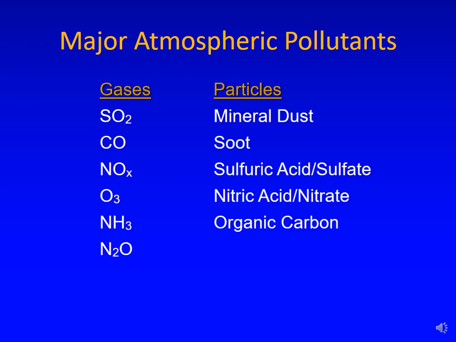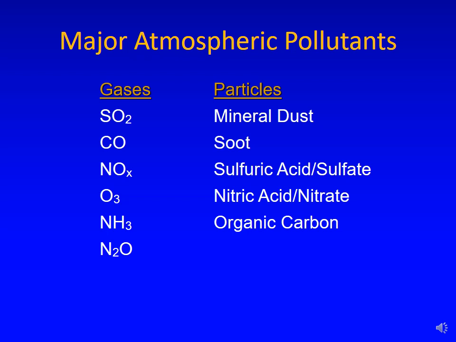And then we have particles. Some of these are, once again, naturally occurring, and some of these are anthropogenic. We have mineral dust, soot, and then we have the sulfur species, which can range from sulfuric acid gas to sulfuric acid liquid to sulfate, which is a kind of stabilized particulate form. And then we have nitric acid or nitrate, and then we have organic carbon.